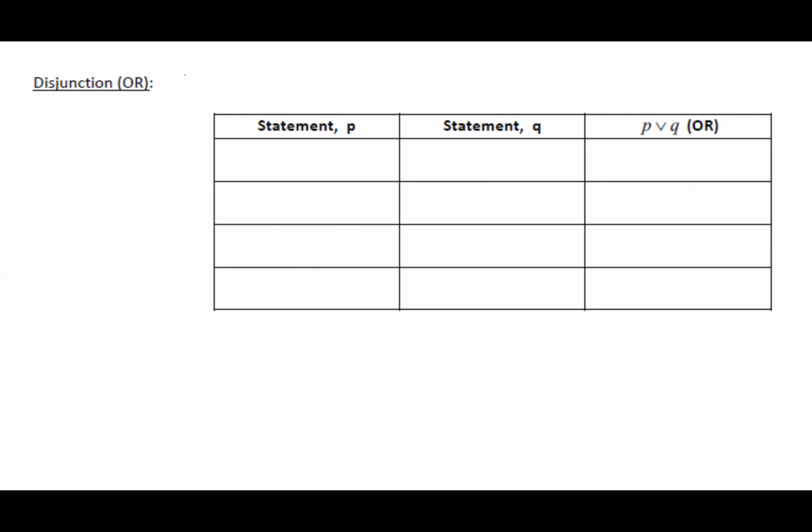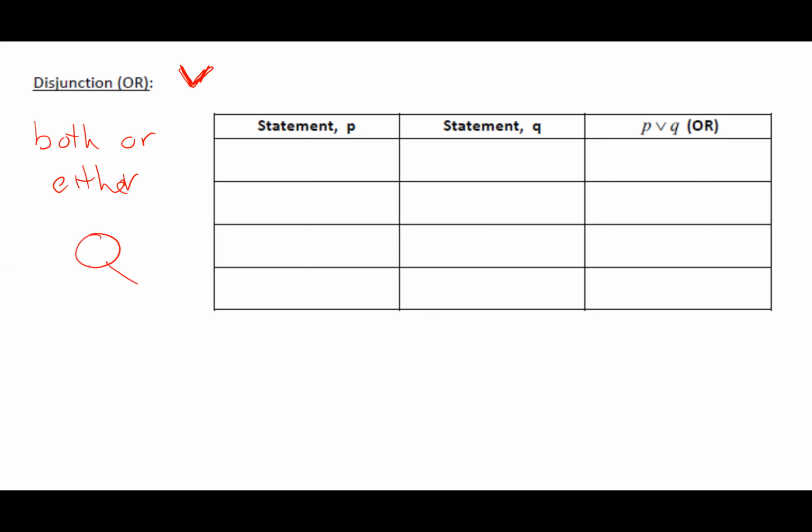Disjunction. This is our OR statement. It's going to look like this. Now, here's the thing that's really important about OR. The way that OR works is we have what's called the inclusive OR. And what that basically means is it's going to be both or either. So either both statements have to be true or just one of them has to be true.